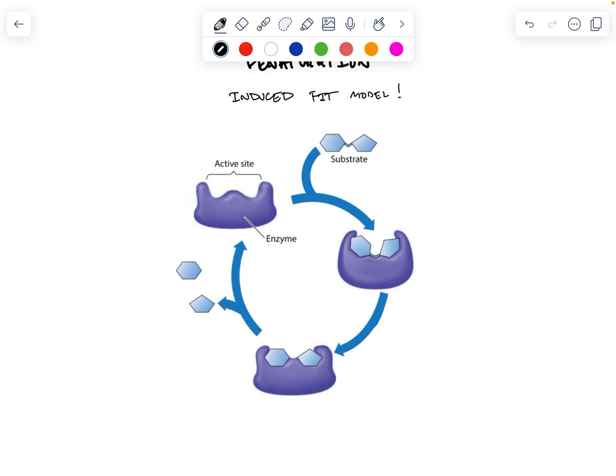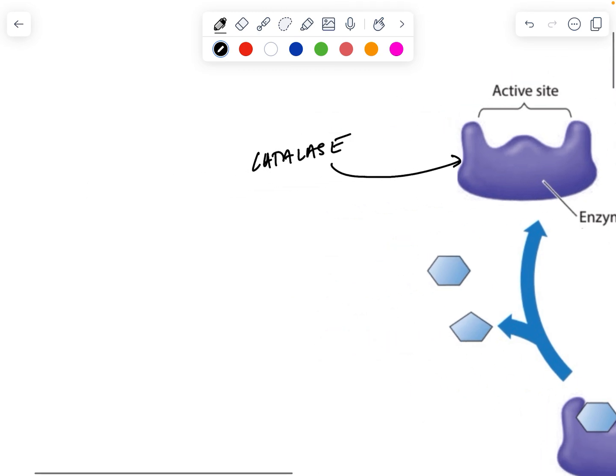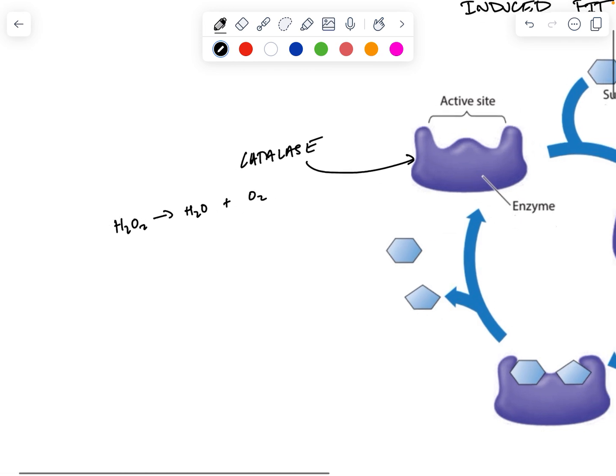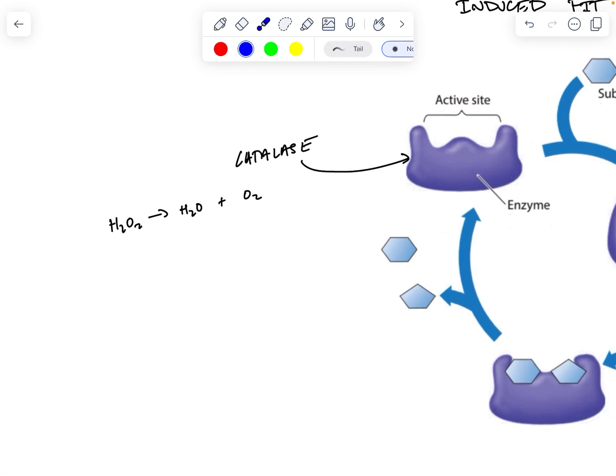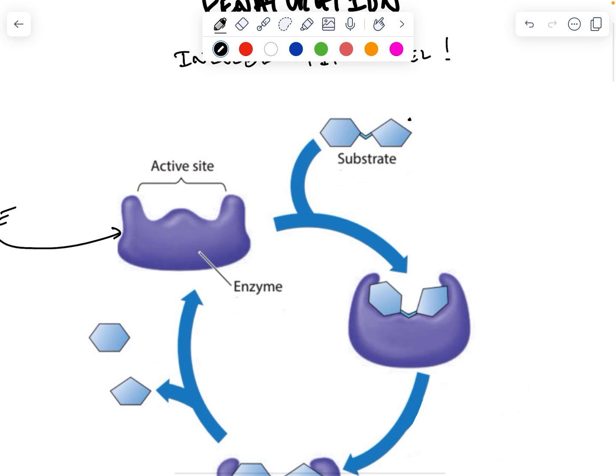But let's say this is catalase, the enzyme that you know breaks down H2O2 and forms H2O and O2. That's the unbalanced chemical equation of the reaction that catalase catalyzes. So if this is catalase, then this substrate must model hydrogen peroxide.